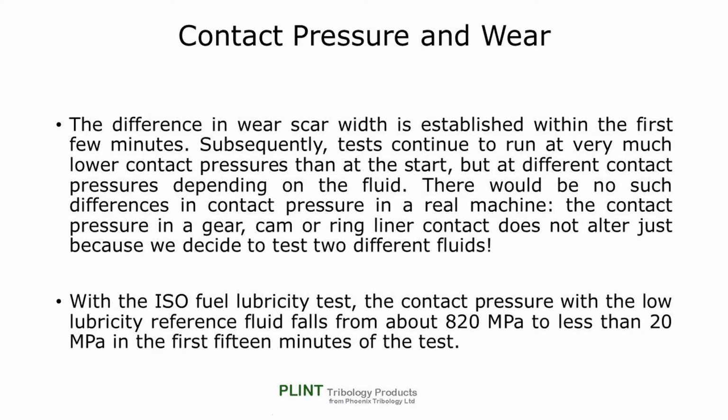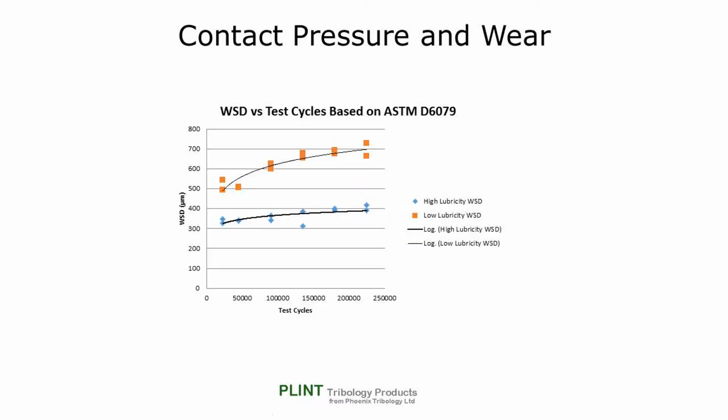But even in the ISO fuel lubricity test, the contact pressure with the low lubricity reference fluid falls from about 820 megapascals to less than 20 megapascals in the first 15 minutes. With the wear, or plastic deformation, occurring at the very beginning of the test, once the difference in wear between candidate samples has been established, the number of cycles over which the test is run is somewhat arbitrary.